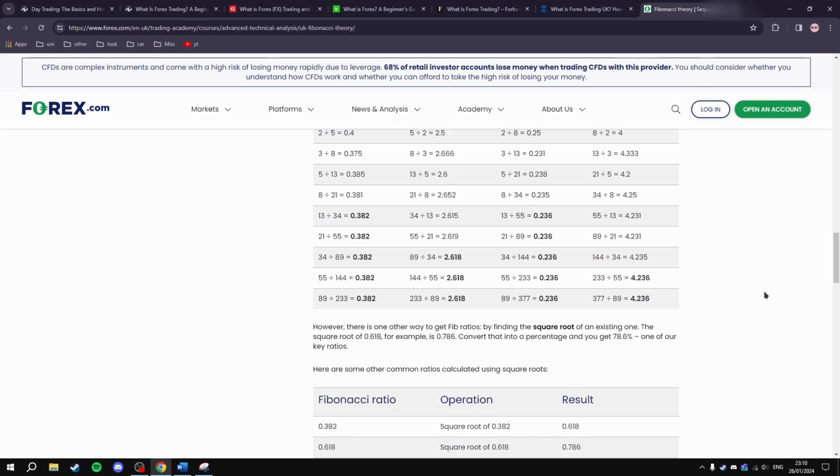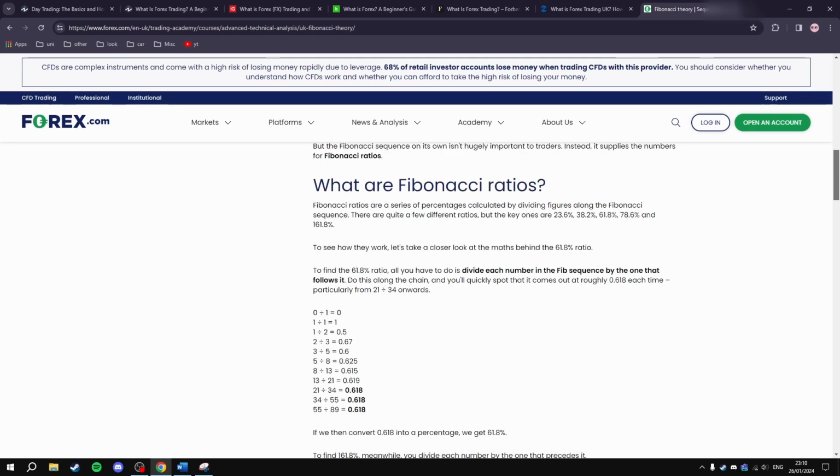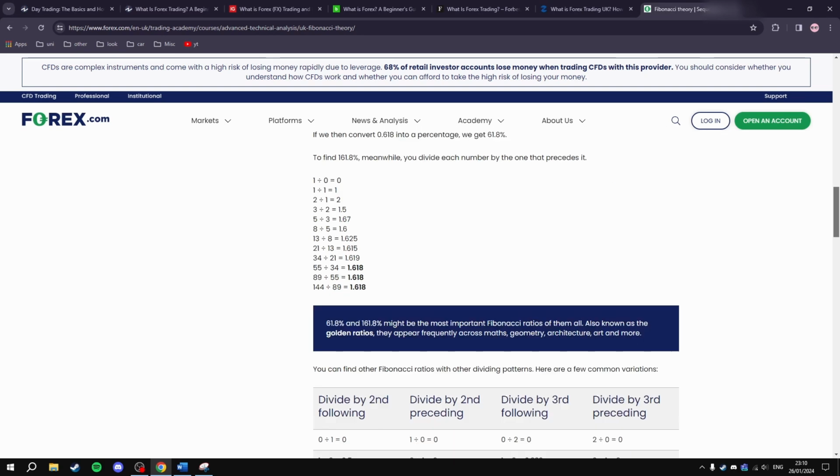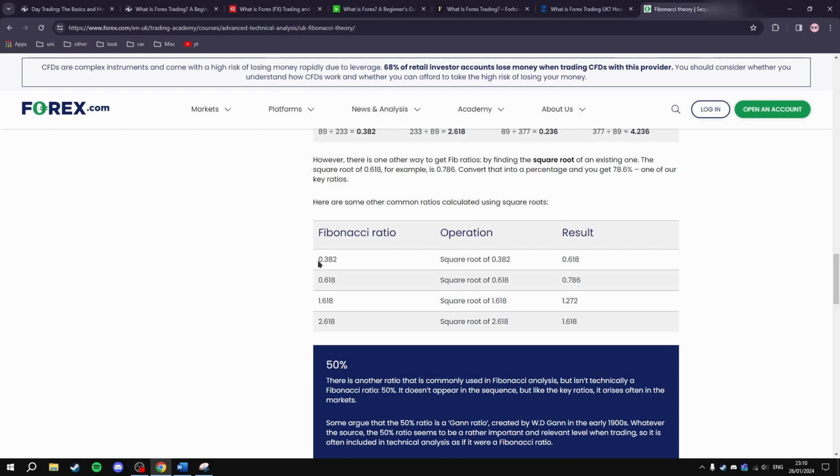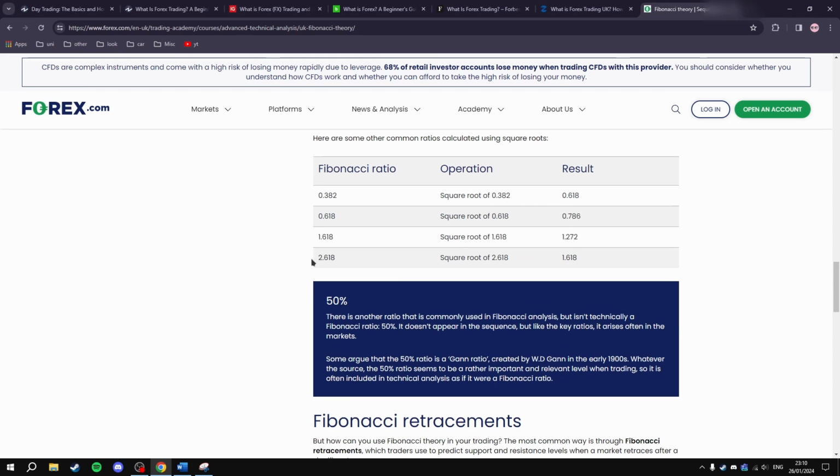However, there's one other way to get the Fib ratios, by finding the square root of an existing one. The square root of 0.618, for example, is 0.786. Convert that into a percentage and you get 78.6%, one of our key ratios. Here are some other common ratios calculated using square roots.